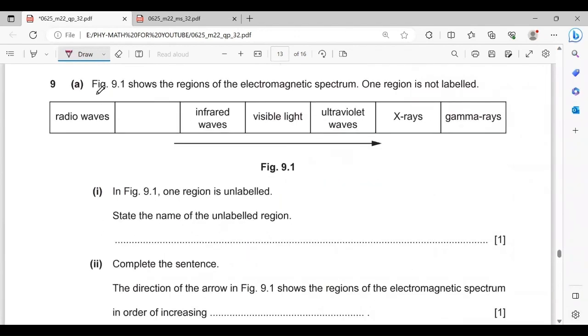Number 9. Figure 9.1 shows the regions of the electromagnetic spectrum. One region is not labeled. In figure 9.1, one region is unlabeled. State the name of the unlabeled region. Okay. Oh yeah, microwaves. Yeah, I think it's microwaves.